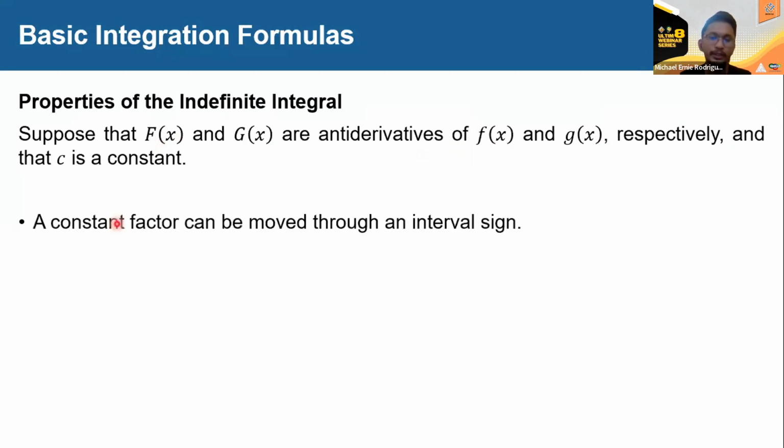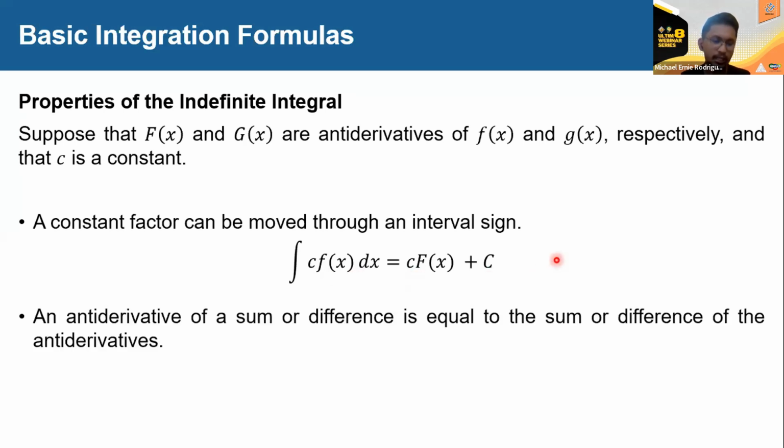So we have the first property: a constant factor can be moved through the integral sign. Okay? So we have, for example, the integral of c times f of x dx. We can move this constant c outside of the integral. So we now have c times the integral of f of x dx, which is c times F of x plus c.